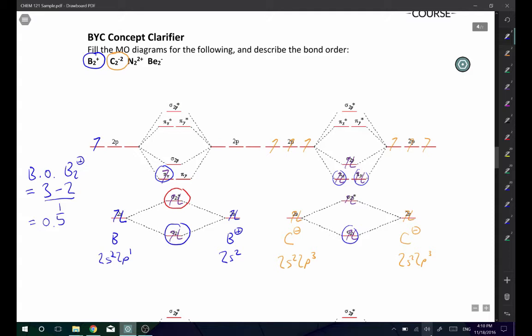And how many anti-bonding? We only have 2. So the bond order in this example, which we already did, is going to be 8 minus 2 over 2. So we'll have a bond order of 3. And indeed, carbon 2 minus actually does have a bond order of 3 experimentally as well.